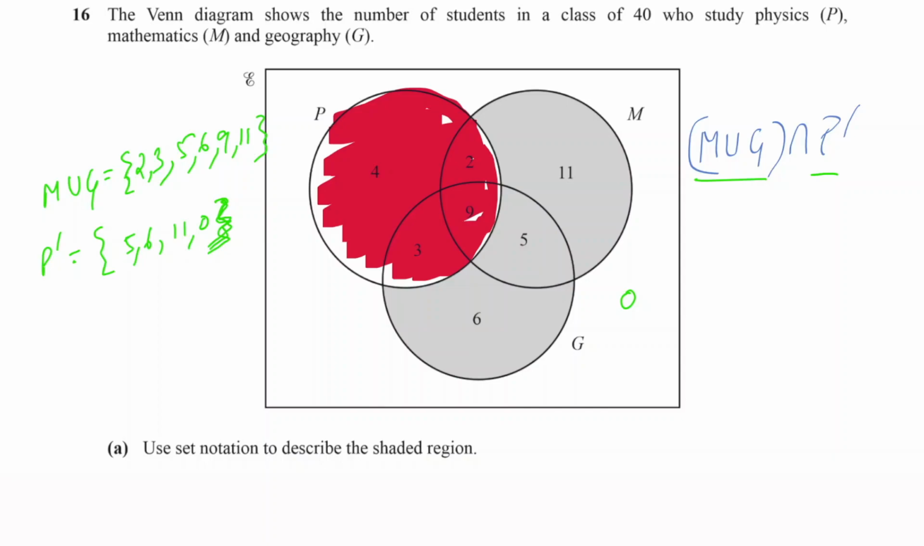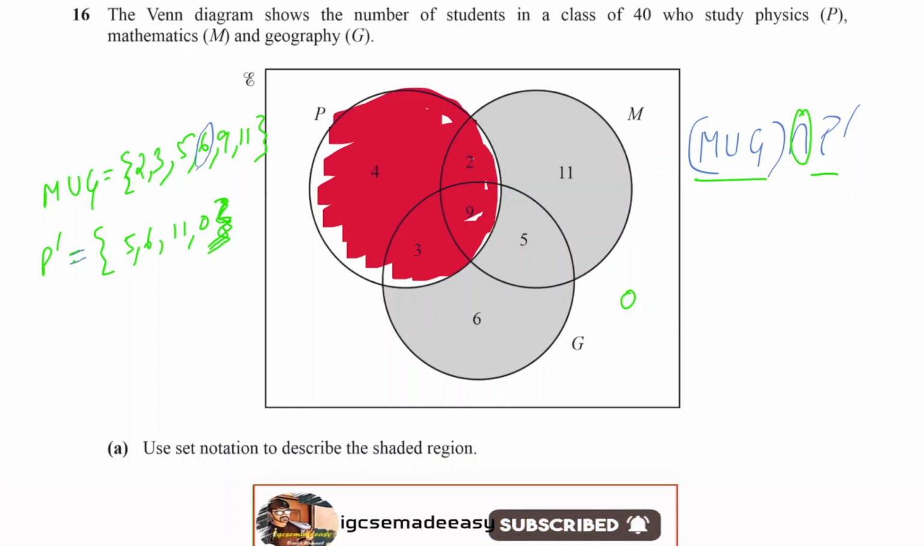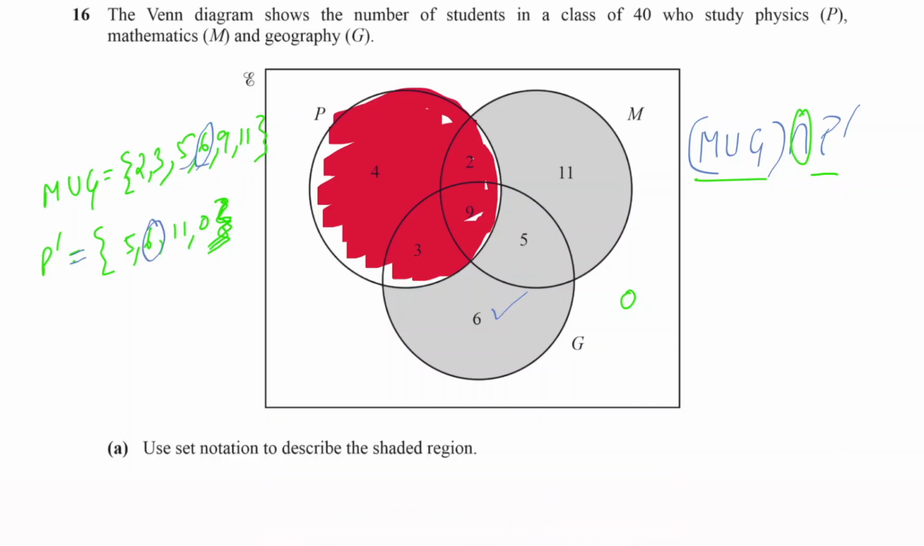So now the operation we have to apply is intersection, right? Intersection means what? Intersection means common in both of them, right? In M union G and P dash, common in that. So what is common? 6 is common. 6 is common. Yes, it's shaded. Then we have 5 is common.